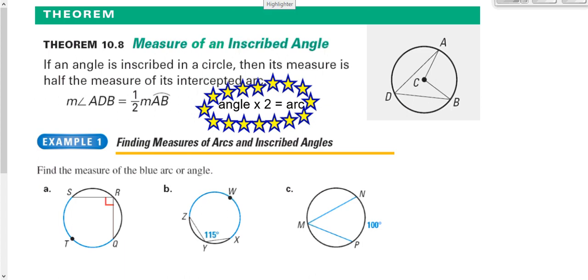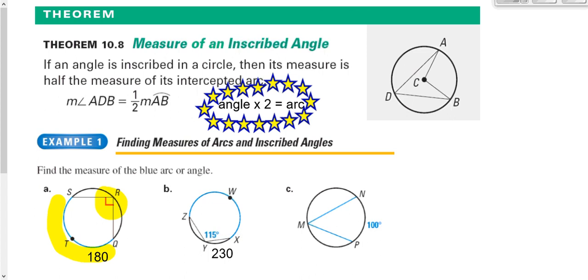So if you look in the example down here, down below, you'll notice that we have a right angle here pictured, and then asking what's the arc measure. So the arc measure here would be 180 degrees, because it would be double the 90-degree angle. Okay, so this arc measure down here would be 180. In part B, you are given 115, so then the blue arc would be 230. It would be double that.